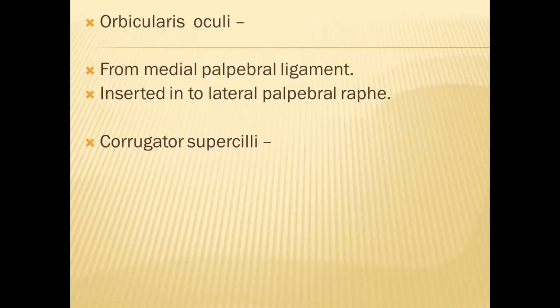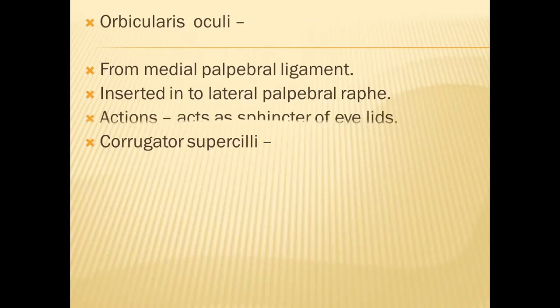First, we briefly understand a few muscles. The remaining muscles will be explained in the tabular column. First, we'll see the orbicularis oculi. Oculus means the eye. The orbicularis oculi takes origin from the medial palpebral ligament and inserts over the lateral palpebral raphe. Its action is as a sphincter of the eyelids.